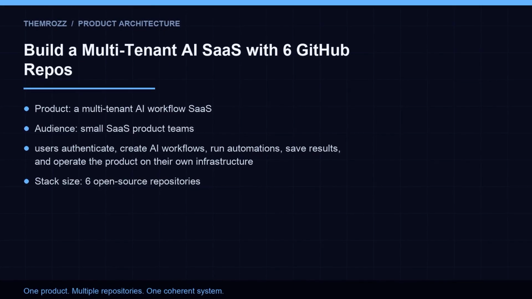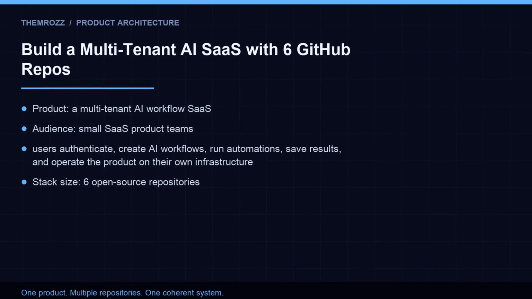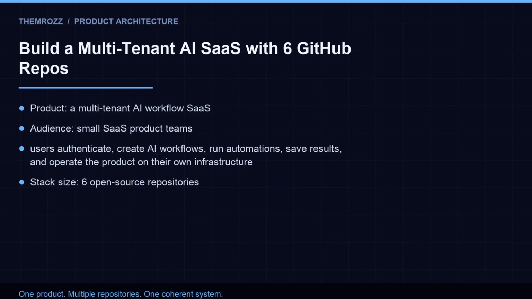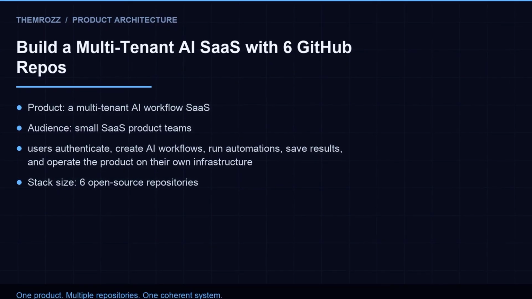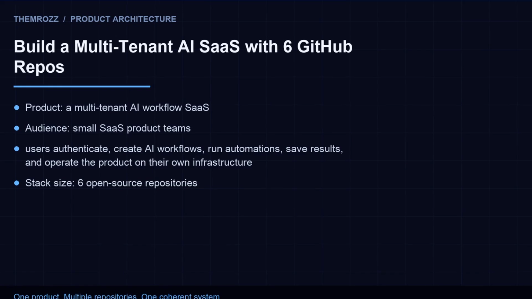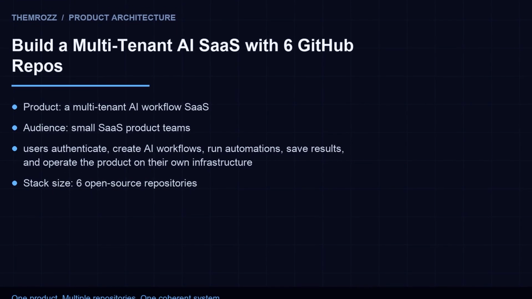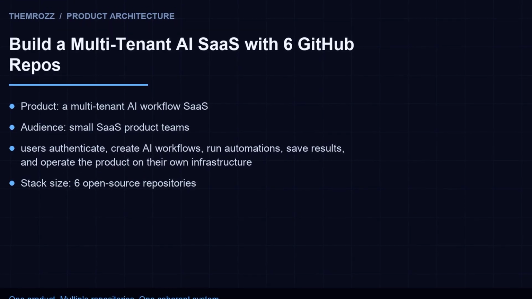Suppose a 6-person software team wants to sell an AI research workflow to multiple companies. Each company needs its own workspace, its own documents, its own model credentials, and a clear approval step before an agent sends anything outside the system. The finished product is a multi-tenant AI workflow SaaS.